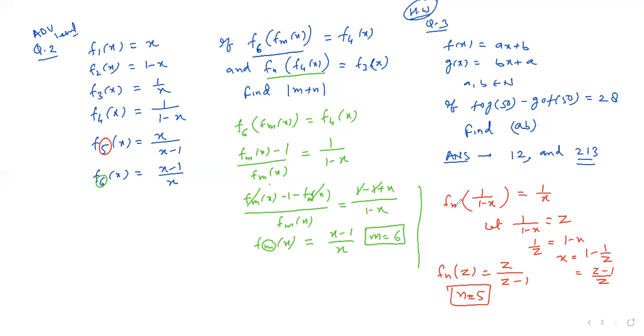I said f n of f4(x). What is f4(x)? 1 upon 1 minus x. I'd put it here, is equal to f3(x). What is f3(x)? 1 by x. Now I'm getting this equation. Now I don't need this over here, 1 upon 1 minus x. So I'll put 1 upon 1 minus x as z, so that I get f of z is equal to this.